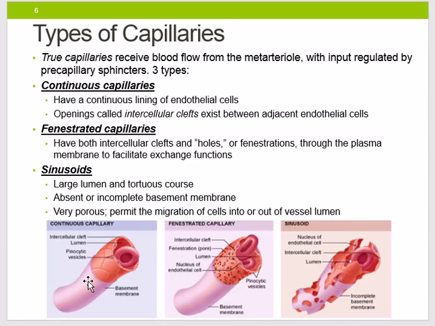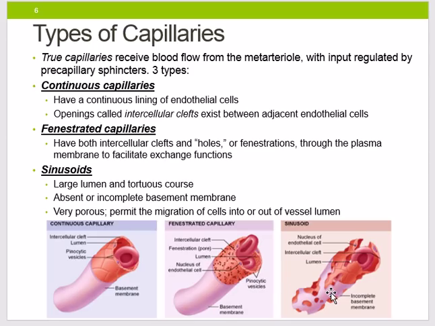And these continuous capillaries are typically found in skeletal muscles, so you should make note of that. Typically found in skeletal muscles, within the lung, and then many types of other connective tissue. The next type is the fenestrated capillaries, and they also have these intercellular clefts between their lining endothelial cells, but in addition to that, they also have these small holes or fenestrations through the plasma membrane itself to facilitate exchange functions. So lots of small holes, fenestrations or pores, to allow for this exchange.